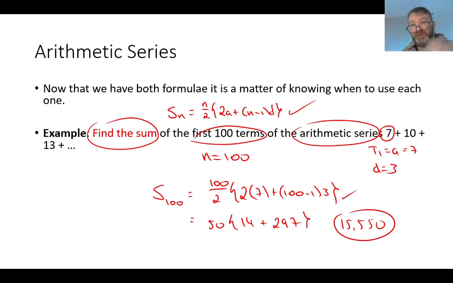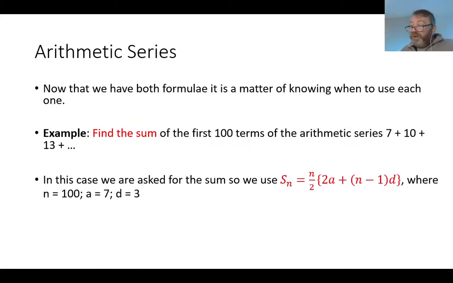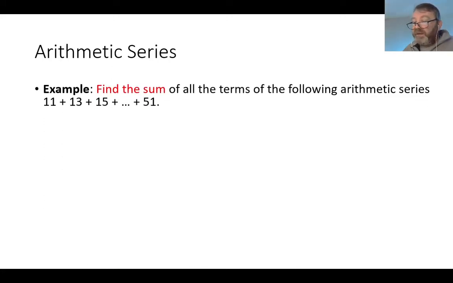So you write down a list of a, n, and d, and then you discover what they have given you and what they are asking you to find. And by sheer manipulation of formulas, you'll be able to discover exactly what they're asking you to discover. Okay, so I've done this one here for you. In this case, we're asked to find the sum, so we use the summation formula, where n is 100, 7 is the first term a, and the common difference is 3. So when you fill them in, as we said already, you get 15,550.